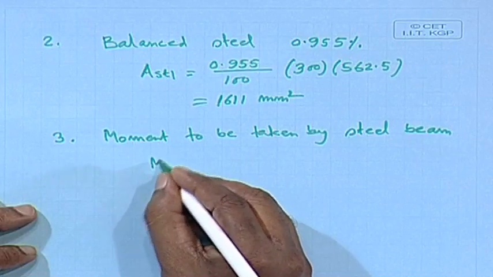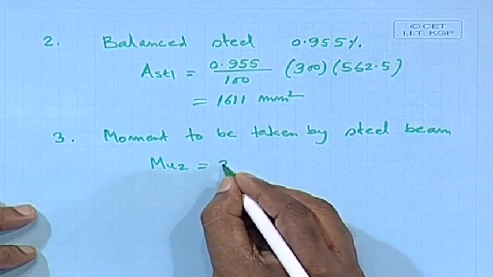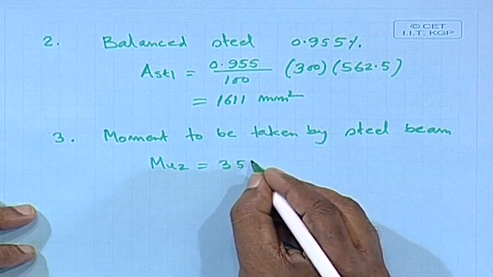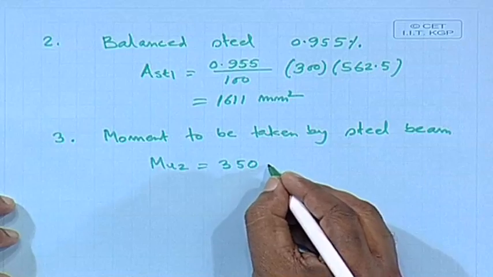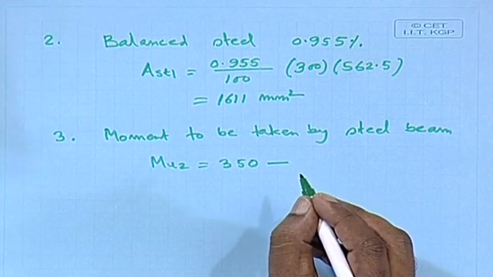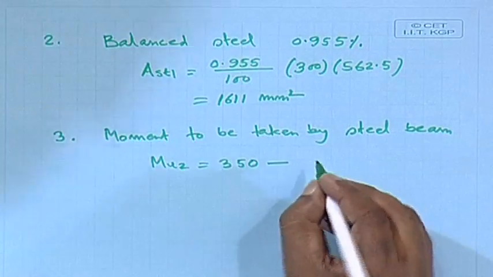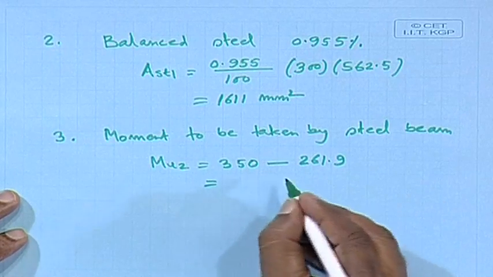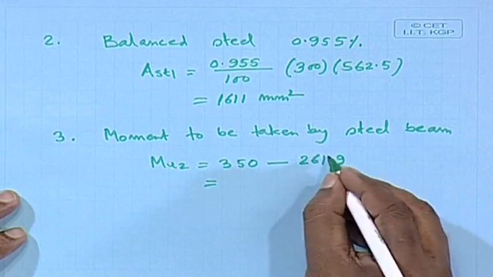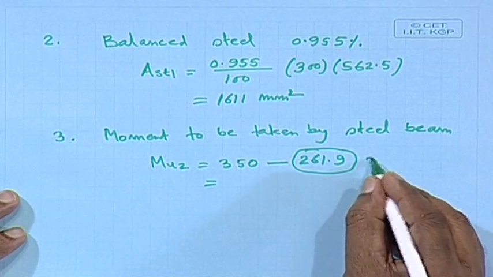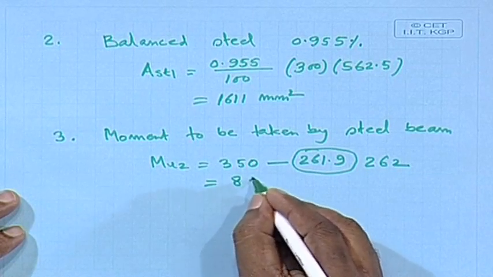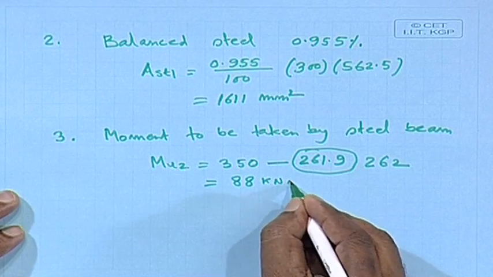So, Mu2 equal to 350 minus 261.9, equals, this one I can consider as say 262. So, we can write down as 88 kilonewton meter.